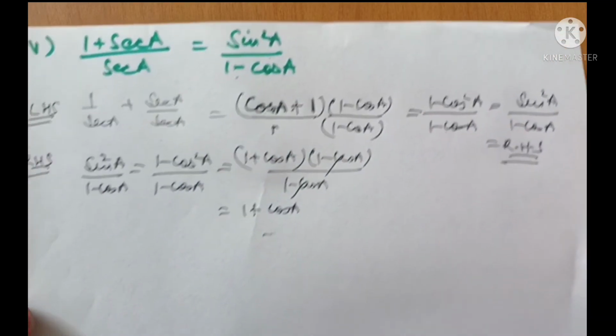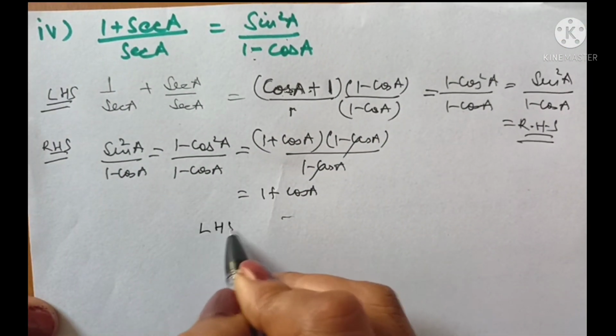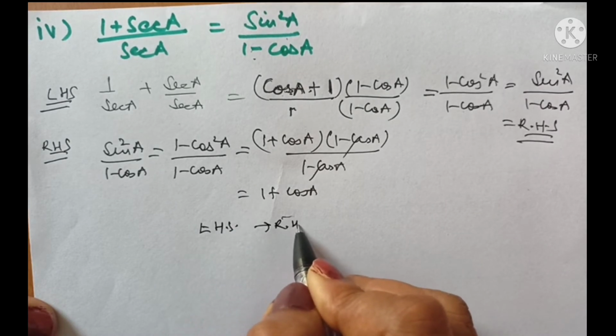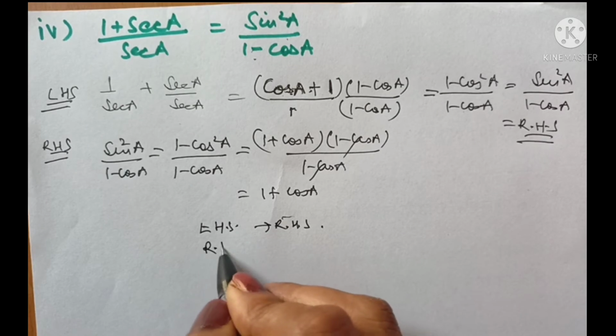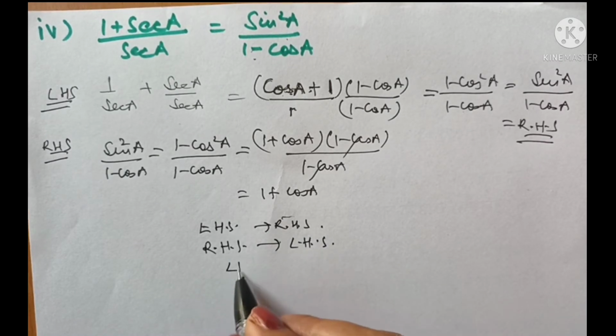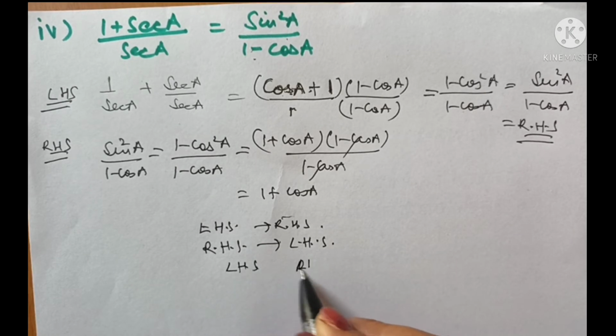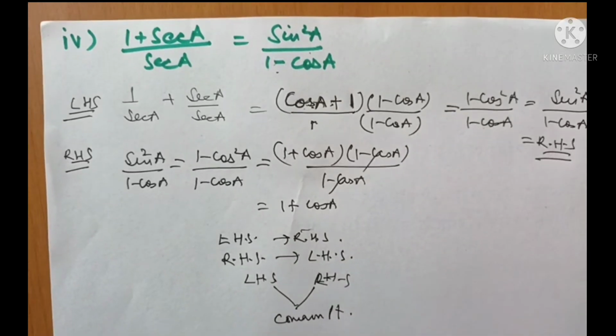So this is how we can reach, but this is an easier method. So we can also pick up LHS and reach to RHS. And if it is not possible, only then you should pick up RHS and reach to LHS. And in some cases we pick up both LHS and RHS and we reach to a common point. Right? So these are the three ways you can solve any identity.